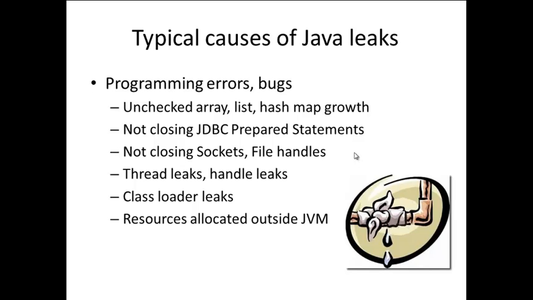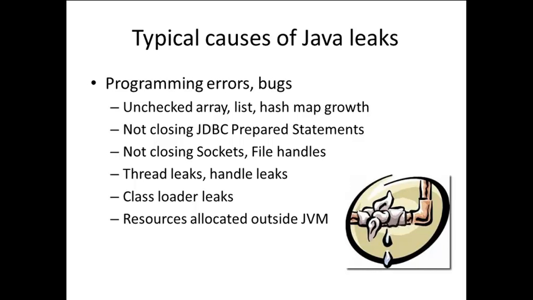Then there are thread leaks, where applications are spawning threads, and these threads are not properly shutting down and are creating leaks. Very tough to spot are class loader leaks, and the resources that are allocated outside of the JVM, especially for applications that are using outside third-party libraries or, for example, JNI.